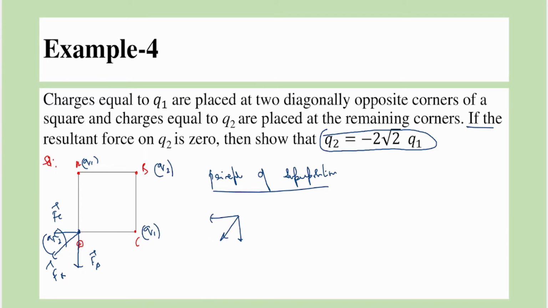Now it is very obvious that these three forces can never add up to 0, because the resultant of these two will be along this line only. Which means the assumption that all four are of the same polarity is not true here. So we need to modify this numerical now, and we'll assume that Q2 is negative. For example, minus Q2 and minus Q2. Now we'll see how the problem is modified.